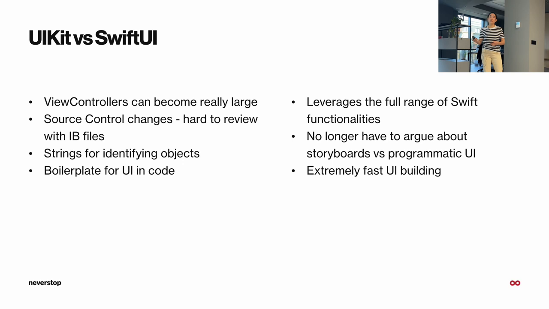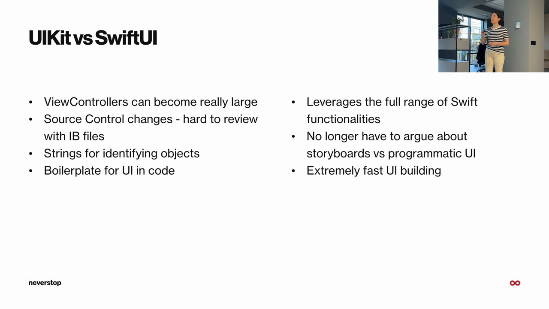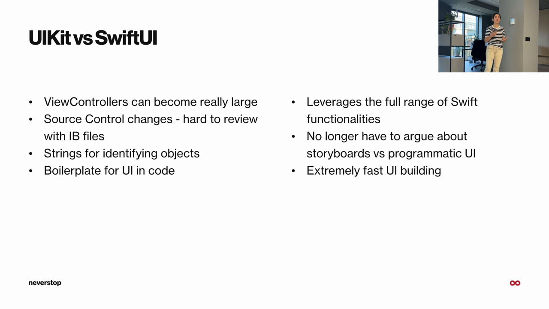And the last part about UIKit is that it actually has a lot of boilerplate code, which is the result of creating subviews, adding subviews, and adding constraints when we're doing user interface programmatically. On the other side, we have SwiftUI that makes things way simpler. It also uses the full range of Swift functionalities.